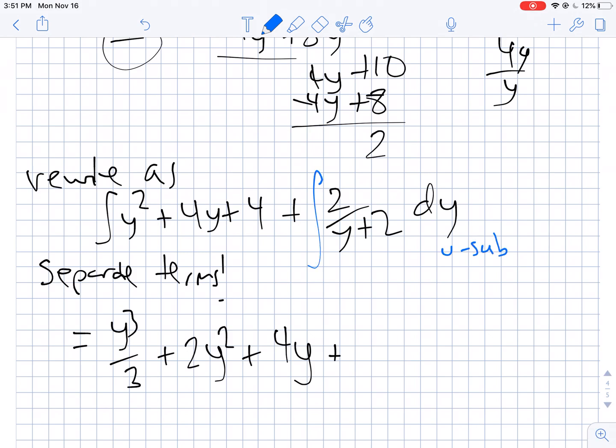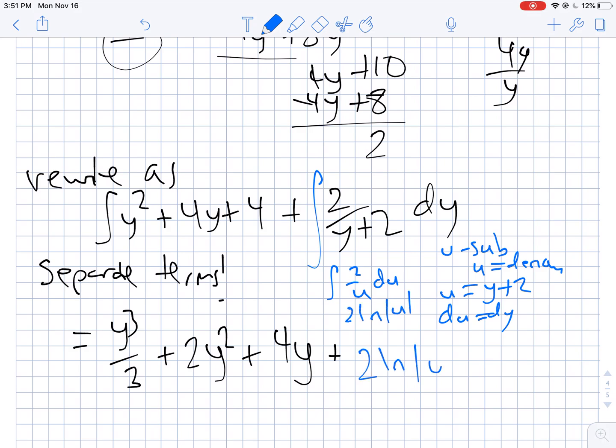Just pick u, and in these cases, u is always going to be the denominator when you're doing long division. So u will always just be y plus 2, or you did it wrong. And your du is just dy. So that just becomes the integral of 2 over u du. So that's 2 ln absolute value u. So this is just 2 ln absolute value y plus 2 plus c.